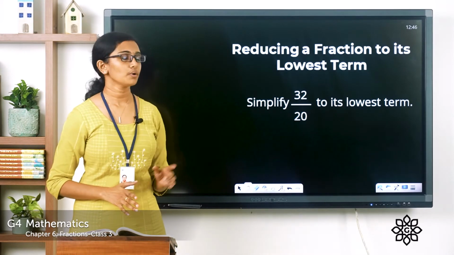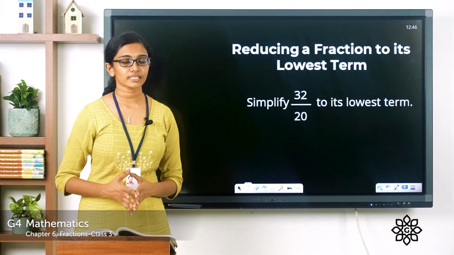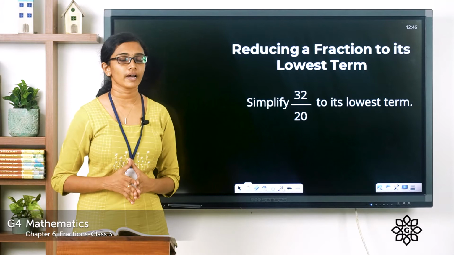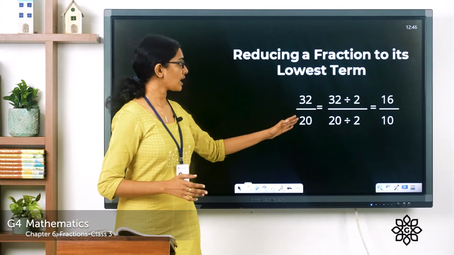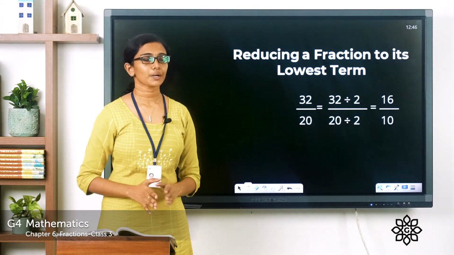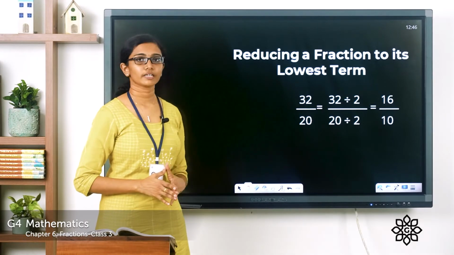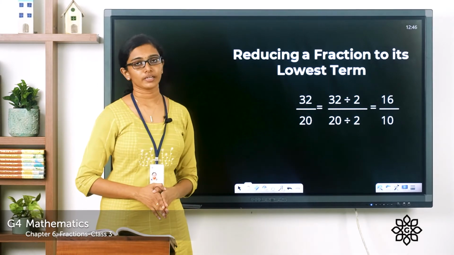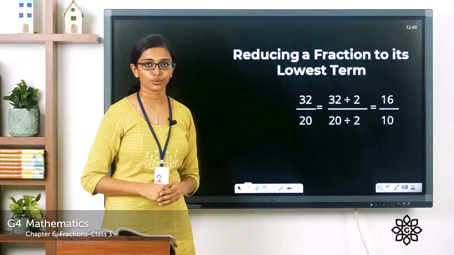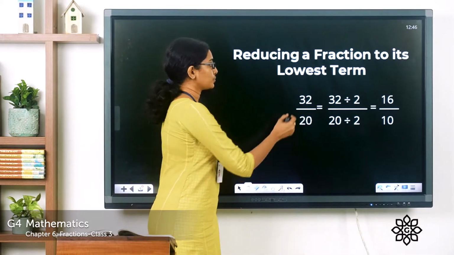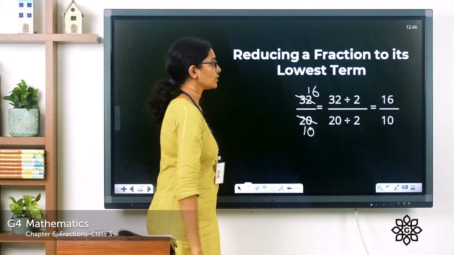Simplify 32 by 20 to its lowest term. So what was the first step? We have to check which is the common factor for the numerator and the denominator. You see this number 32 and 20. Both these are multiples of 2. So that 2 is a common factor for this 32 and 20. So let's divide both the numerator and the denominator by this 2. So 32 divided by 2 is equal to 16 and 20 divided by 2 is equal to 10.